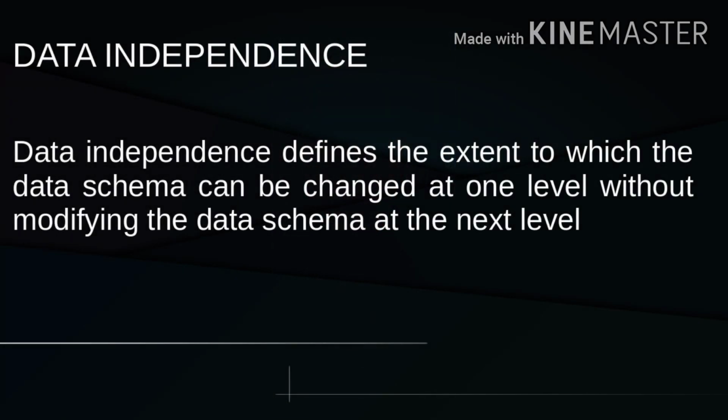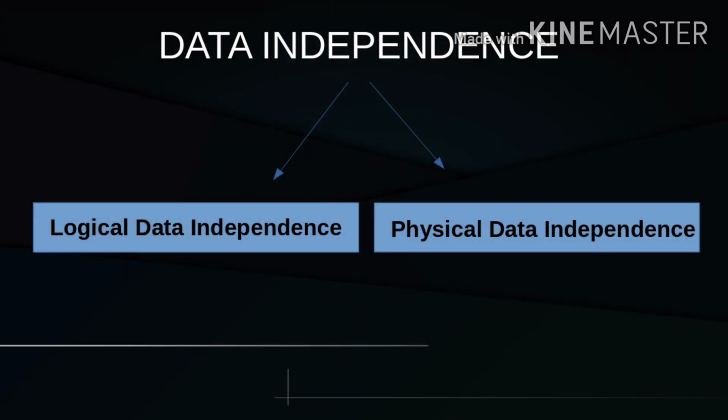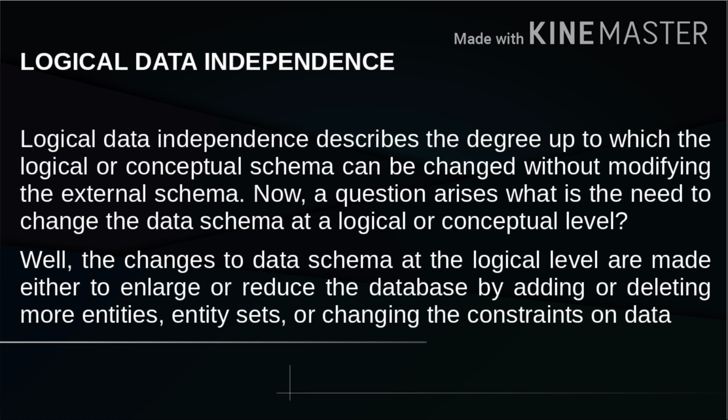The next view of data is data independence. So, what is data independence? Changing the data at one level of the database must not require modification at the next level of the database. This is called data independence. Data independence can be classified as logical data independence or physical data independence. So now, what is logical data independence? Logical data independence describes the degree to which the conceptual or logical schema can be changed without modifying the external or outer schema.